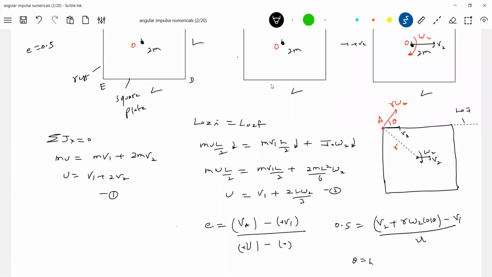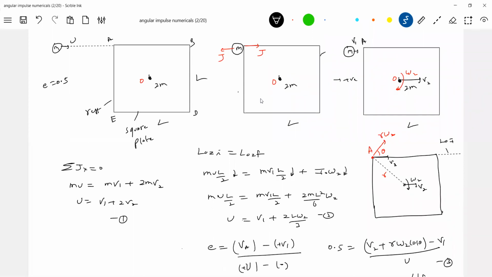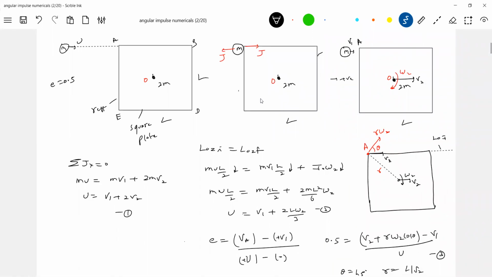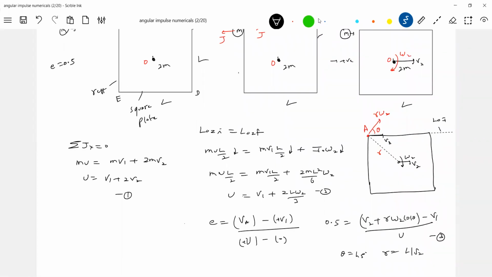What is theta? 45 degrees. What is R? L by root 2. Again solving equation 1, 2, 3, we'll get the required answer. There's a generalized method. Not only a rod, we can bring any other object. There's a firm idea that a student must have.